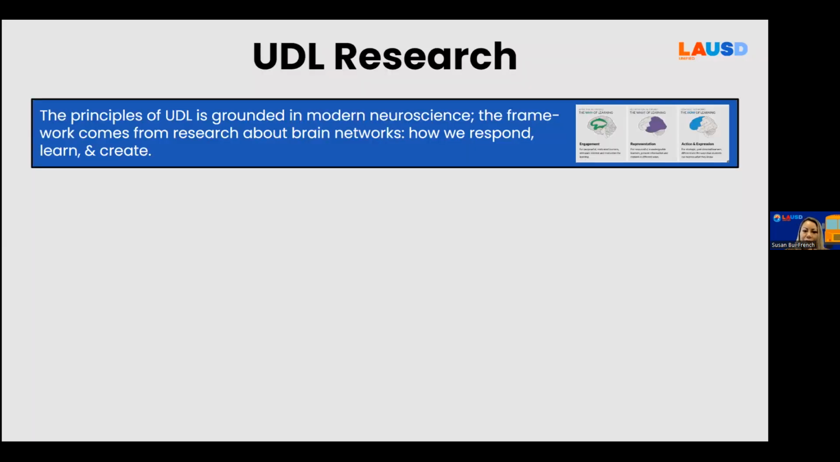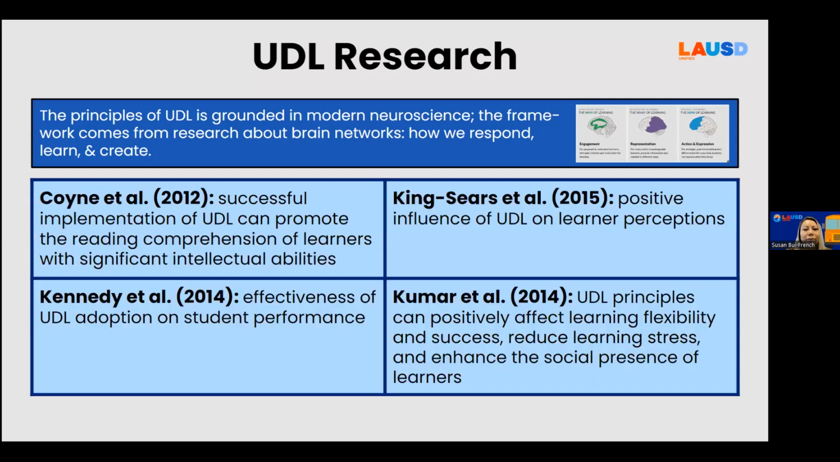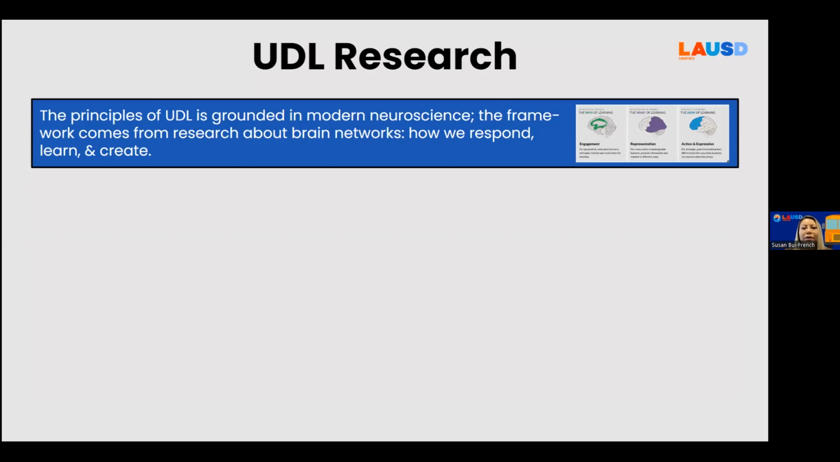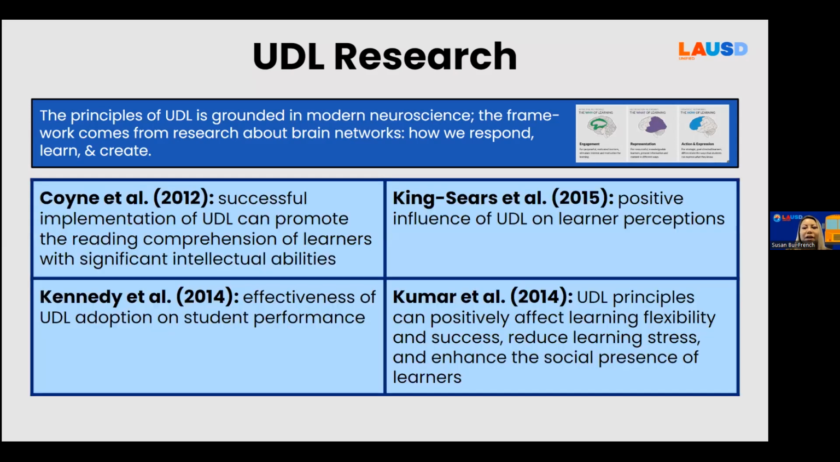Before moving on into more of the UDL framework, let's look at some of the research behind UDL. The principles of UDL are grounded in modern neuroscience. The framework comes from research about the brain networks, as we mentioned before, how we respond, learn, and create. In the article by Coyne et al., researchers noted that UDL applies direct advances in the understanding of how the brain processes information to the design of texts and curricula that can be flexible enough to meet individual student needs.